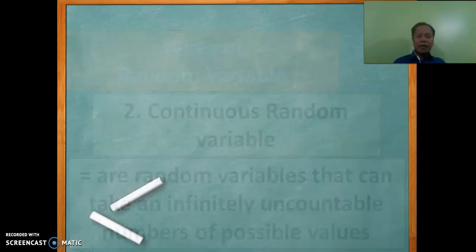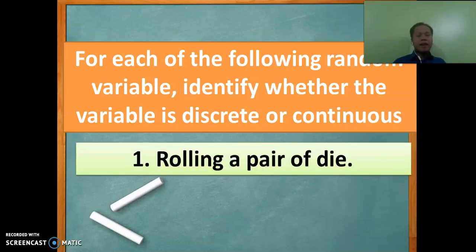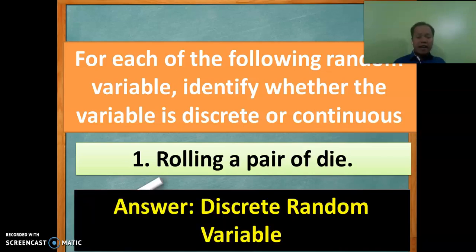Now let us determine, for each of the following random variables, whether the variables are discrete or continuous. I'm going to give you 5 seconds to answer. Rolling a pair of dice. Is it discrete or continuous? Okay, that is an example of discrete random variable.